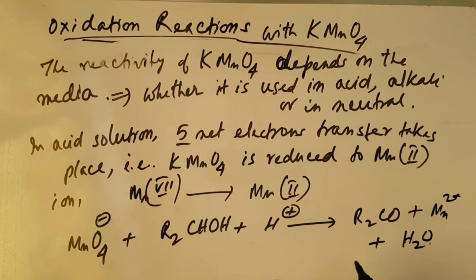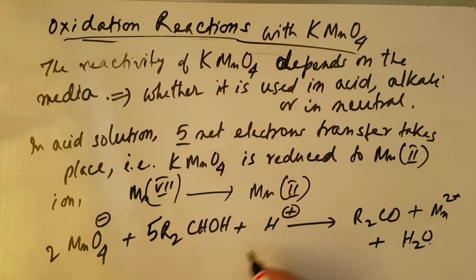So here I am repeating again. By using potassium permanganate, oxidation of secondary alcohols to ketones takes place in the acid medium. Here we can balance the equations: 2, 5, 6 H+ for acid medium. So this will be 5, and here 2 manganese 2+, and iodine 2. So it is balanced like this.